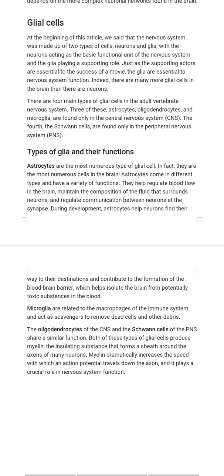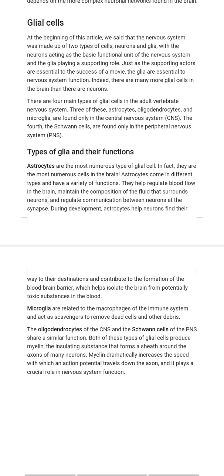During development, astrocytes help neurons find their way to their destination and contribute to the formation of the blood-brain barrier, which helps isolate the brain from potentially toxic substances in the blood. Microglia are related to macrophages of the immune system and act as scavengers to remove dead cells and other debris.